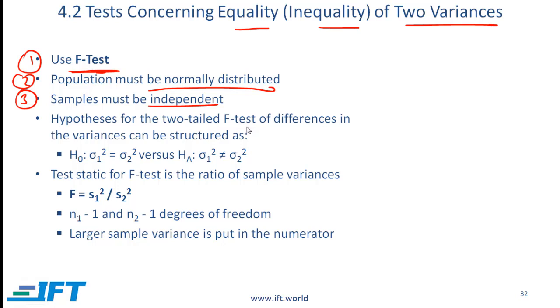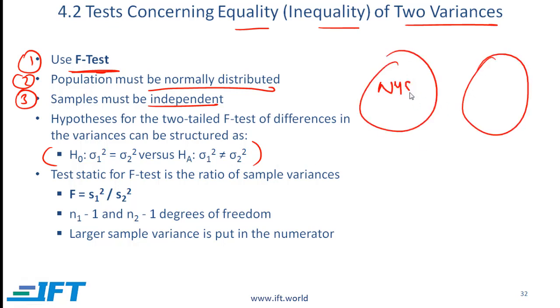Hypotheses for a two-tailed F-test of differences in the variances can be structured this way. You would use such a null and alternate hypothesis if you believe that the variances of the two populations are different. Let's go back to an example that we've been discussing. You have two populations, the New York Stock Exchange and the National Stock Exchange. More specifically, we have the returns of stocks on the New York Stock Exchange versus returns on the National Stock Exchange.